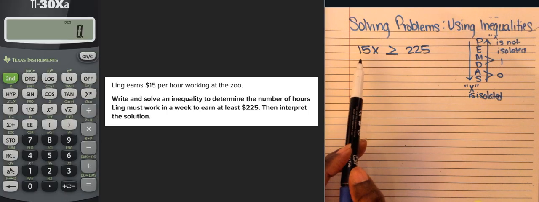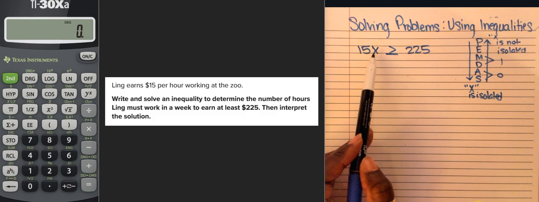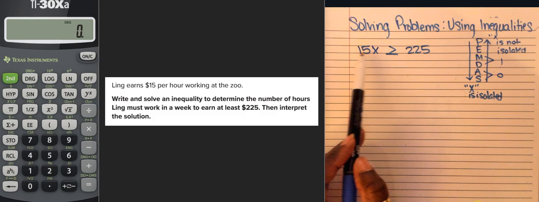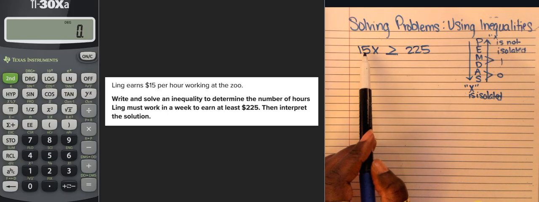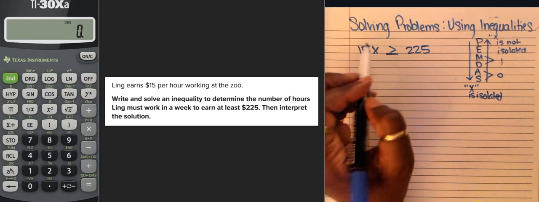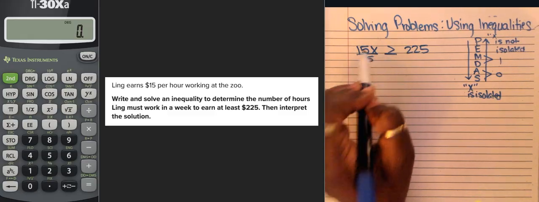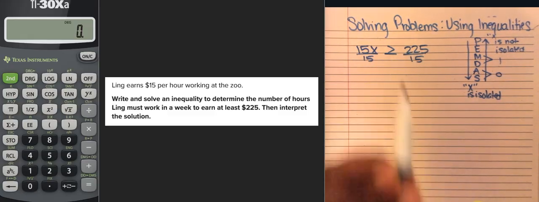And this one is pretty straightforward because there's only one operation that's preventing x from being isolated. So we see that we're multiplying x by 15. So in order for us to get rid of multiplication, we need to use division. So we're going to divide both sides by 15.